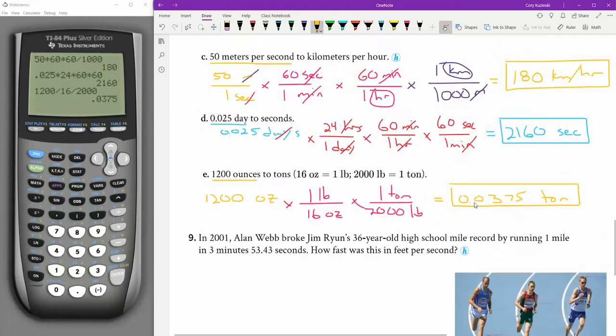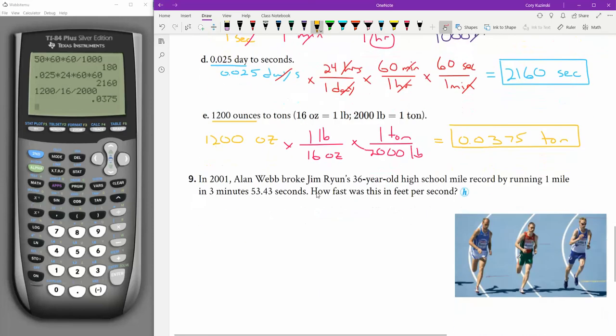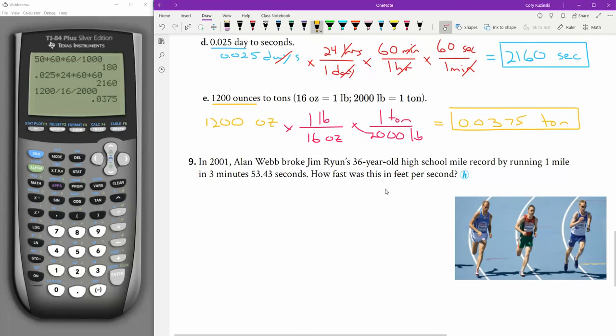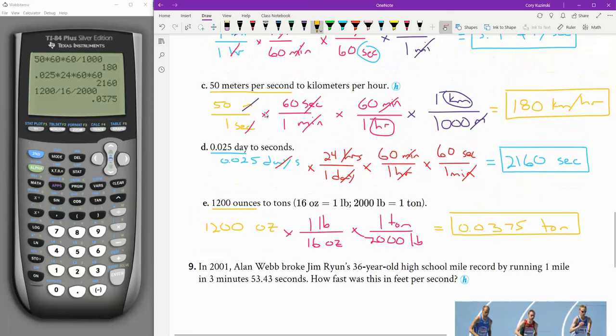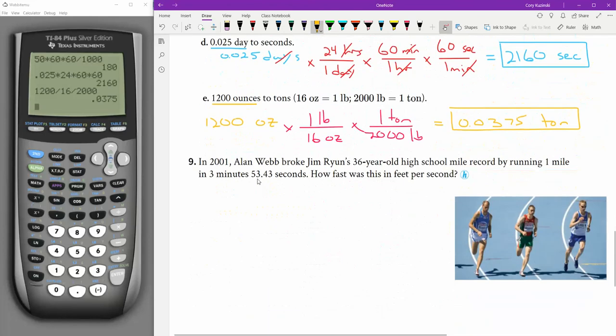That is called dimensional analysis right there. Read example B, hopefully. Hopefully you tried a few of those on your own. In 2001, Alan Webb broke Jim Ryan's 36-year-old high school mile record by running 1 mile in 3 minutes, 53.43 seconds. How fast was this in feet per second? So up here we had somebody, this is like walking 4 miles per hour, 5.9 feet per second. How fast was this guy going when he broke the mile record? All right, let's try it.